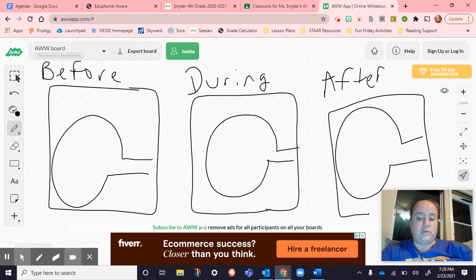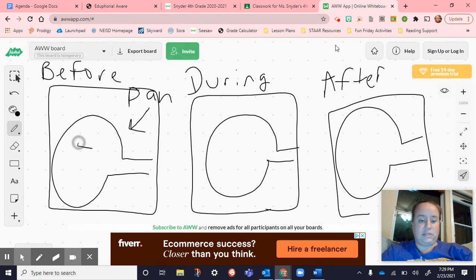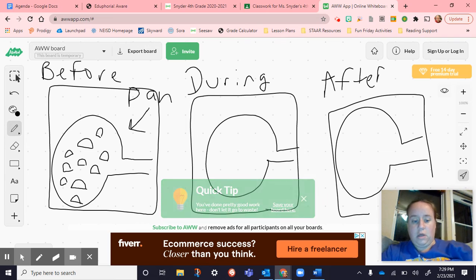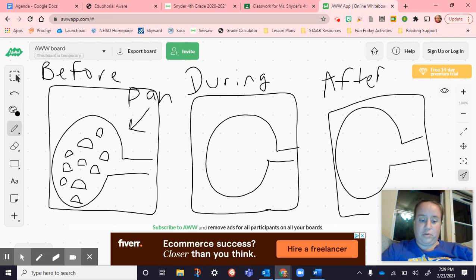On the first one, this is supposed to be a stove with your pan. Excuse my drawing. That's your pan. I want you to fill your pan with ice cubes. These look like little tacos, but they are ice cubes. Use your imagination. Fill the whole pan up. Ice cube, ice cube, ice cube. So the whole pan is filled up with ice cubes.